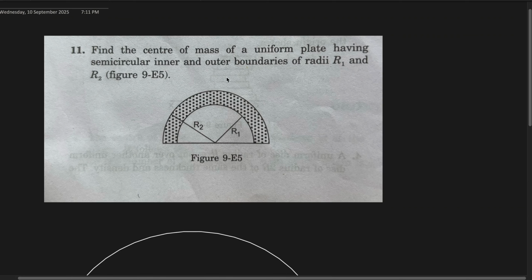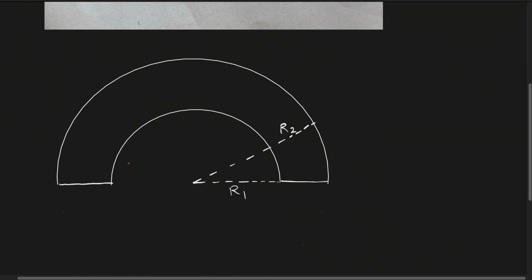Let's find the center of mass of this uniform plate of inner radius r1 and outer radius r2. What we can do here is think of this semicircular plate as made up of many semicircular rings. For a semicircular ring of radius r, the center of mass lies at 2r by pi distance from the origin. So at a certain height 2r by pi, correct?